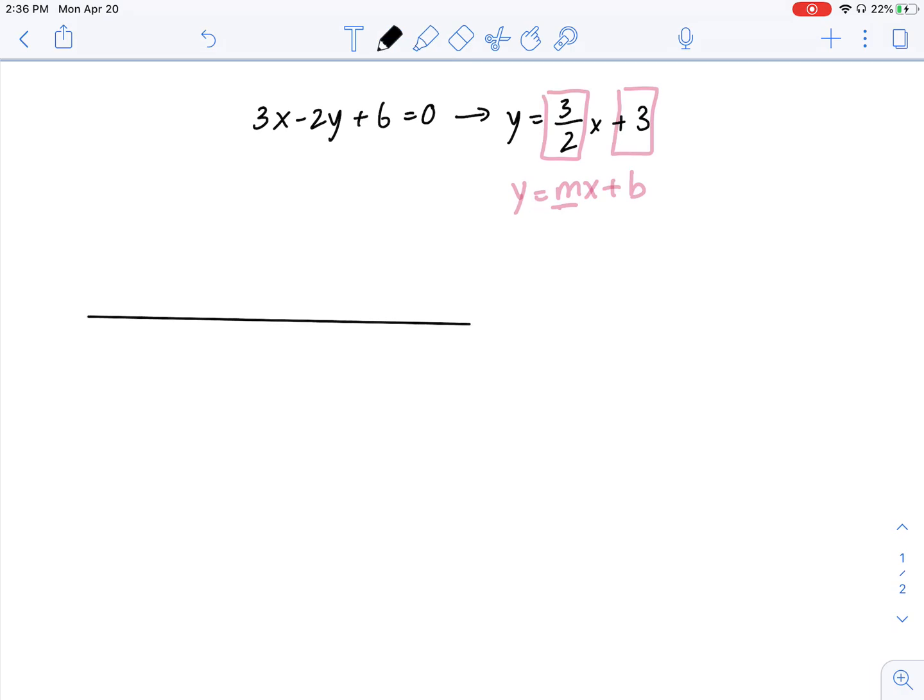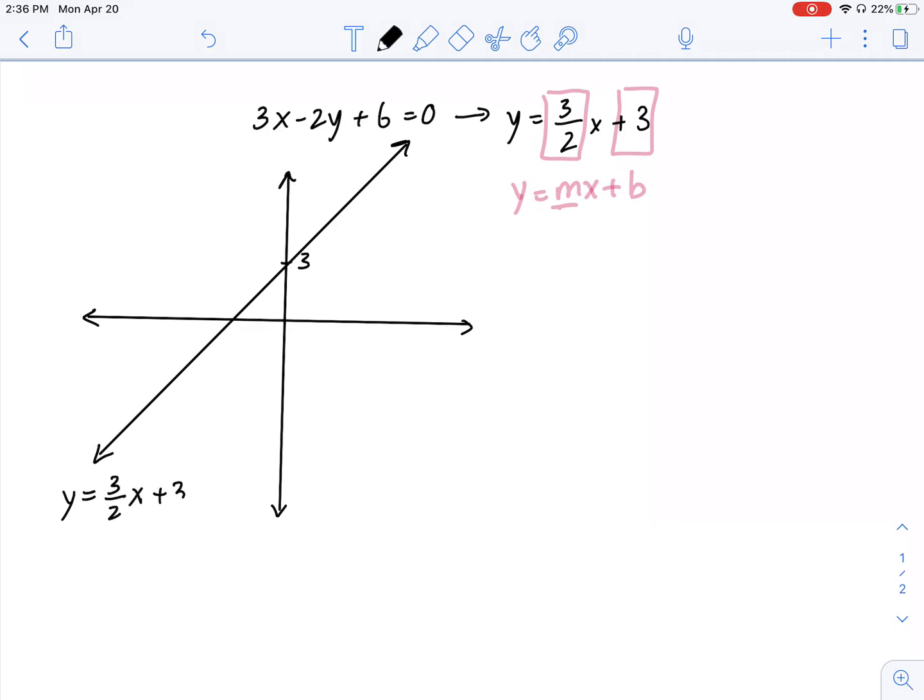Knowing this information, I can graph the line. So I'm going to plot a point here for the y-intercept at 3, and I can see that our slope is positive, meaning the graph is going to go in this direction. So I'm going to draw a straight line going through the y-intercept, and it's not to scale, however, it is accurate. And I'm going to label the graph y equals 3/2x plus 3, and that is the graph of the line.